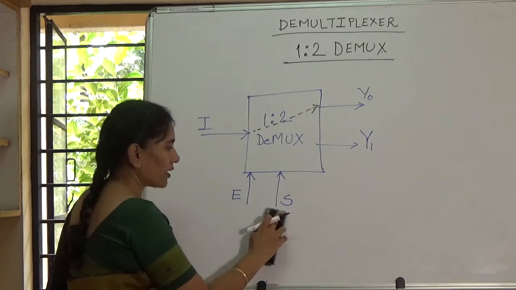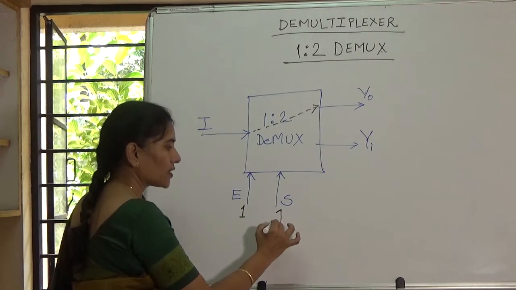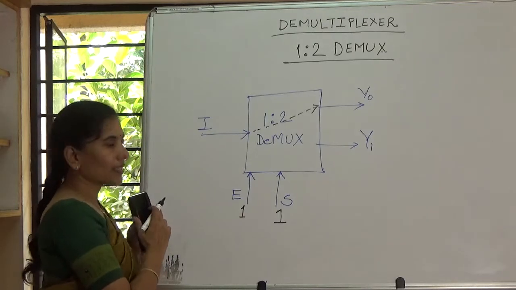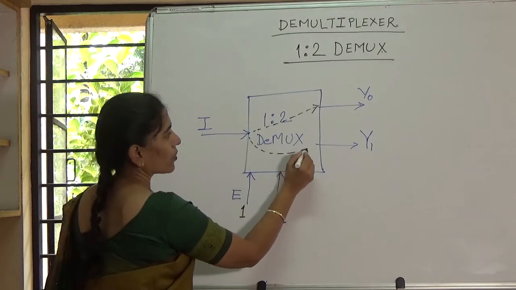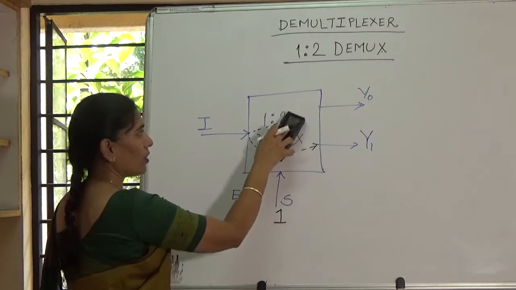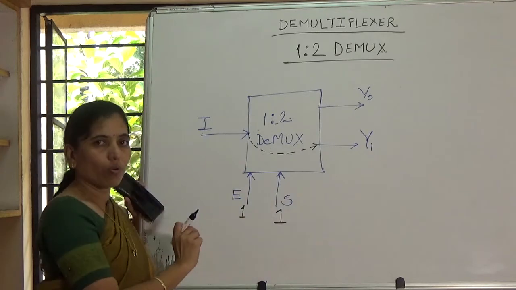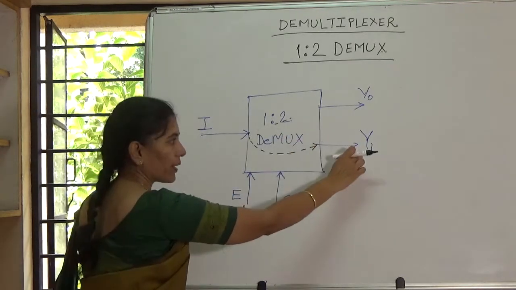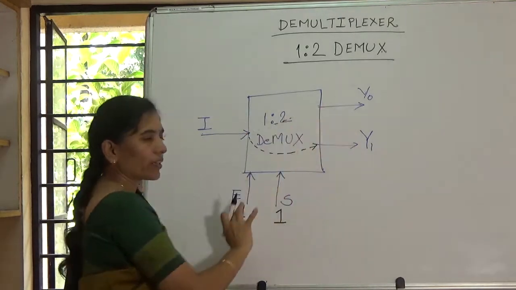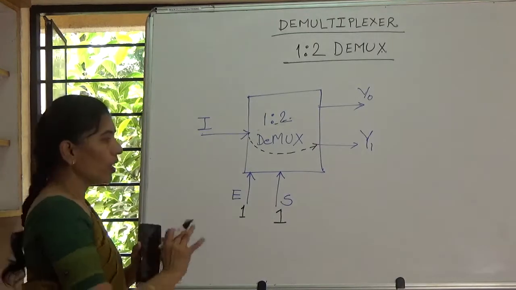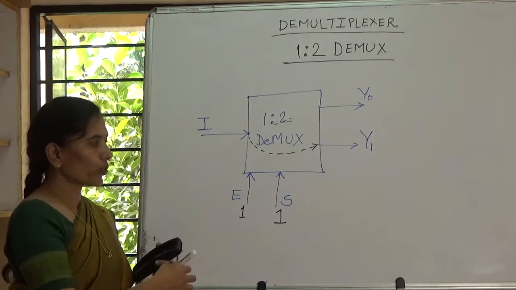The other case is when enable is a 1, that is the demultiplexer is enabled, but the select line is a 1. Now if that is the case, then the I input gets connected to Y1 and not to Y0, and therefore whatever is present on the I input is transferred to Y1. So if I is 0, Y1 becomes 0. If I is 1, Y1 becomes a 1. The other output line, which is Y0, is maintained at 0 because it is not being selected. Now let's transfer this discussion into a table.